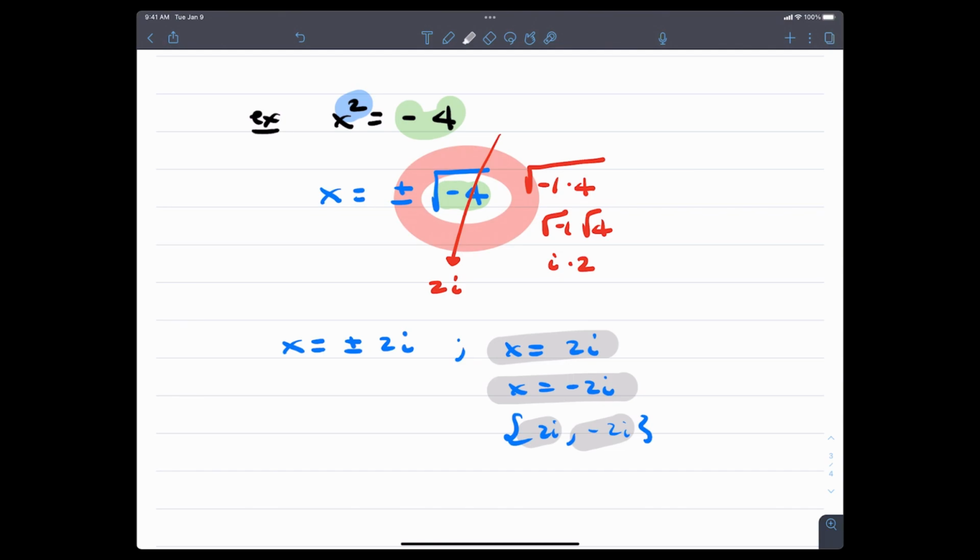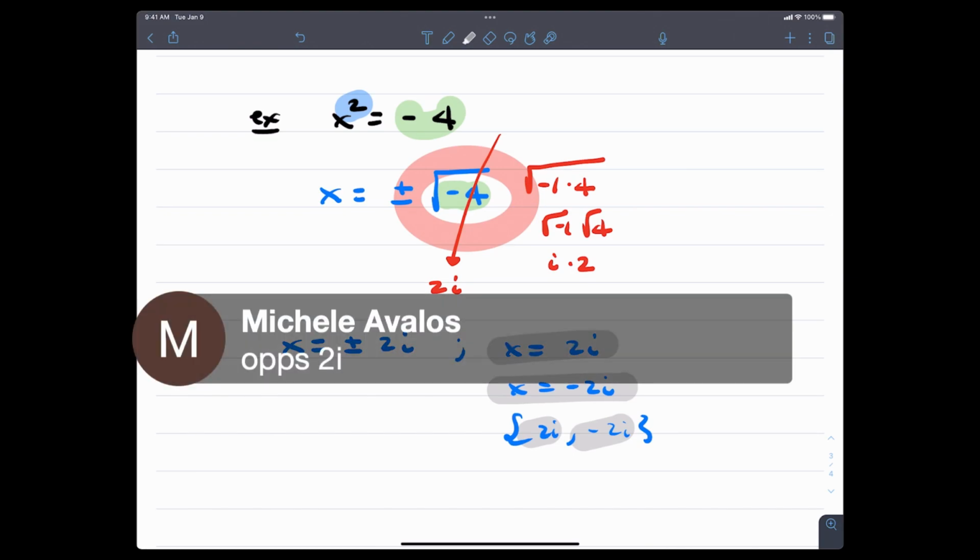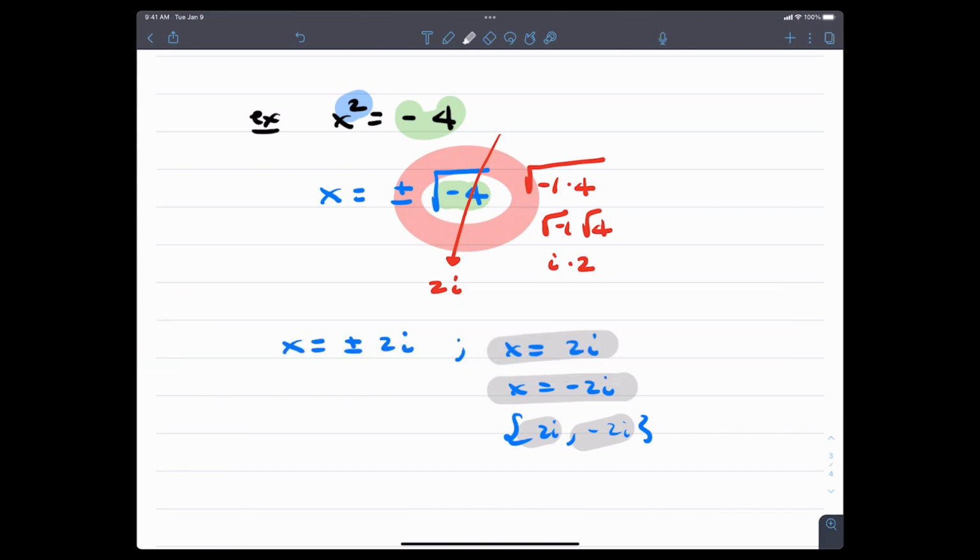So I want to let you guys know, be on the lookout. Yes. All right. Absolutely, Michelle. You got it. So you can have complex solutions.